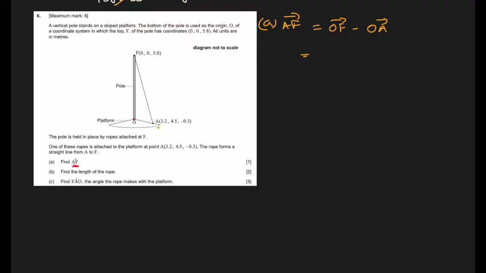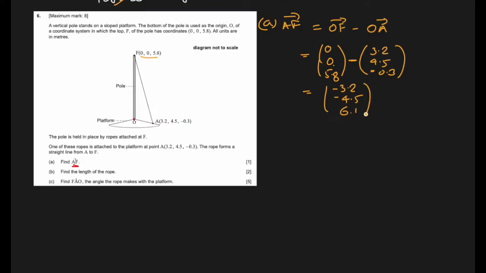So OF, whatever are the coordinates, become the vector. So it will be 0, 0, 5.8 minus OA, 3.2, 4.5, negative 0.3. So it will be 0 minus 3.2, which is negative 3.2; 0 minus 4.5, negative 4.5; 5.8 plus 0.3. Because of this negative and negative, it will become 6.1. That's the vector AF.